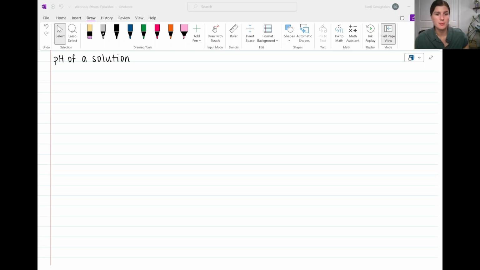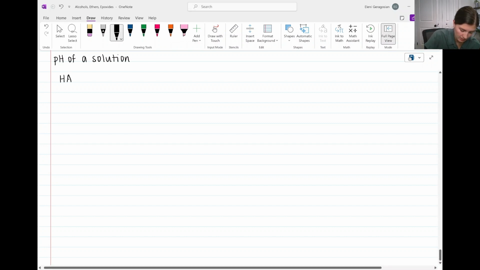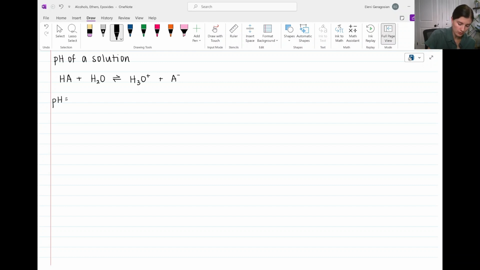In the last video, we talked about pKa's of protic acids. In this video, we'll talk about pH of a solution. So we saw if we have a generic acid added to water, some H3O plus ions are present and some conjugate base ions are present. The pH is a property of the solution, and it's equal to the negative log, base 10, of the concentration of just H3O plus ions.